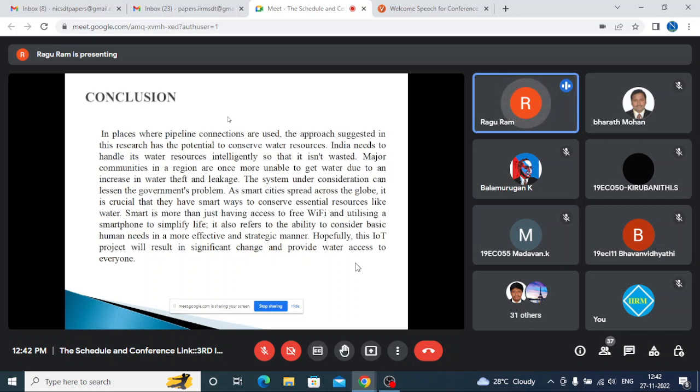As smart cities spread across the globe, it is crucial that they have smart ways to conserve essential resources like water. Smart is more than just having access to free Wi-Fi and using a smartphone to simplify life. It also refers to the ability to consider basic human needs in a more effective and strategic manner. Hopefully, the IoT project will result in a significant change and provide water access to everyone. The main theme of our project is that we should not waste water by even a single drop, because without water we cannot survive. Thank you, sir.